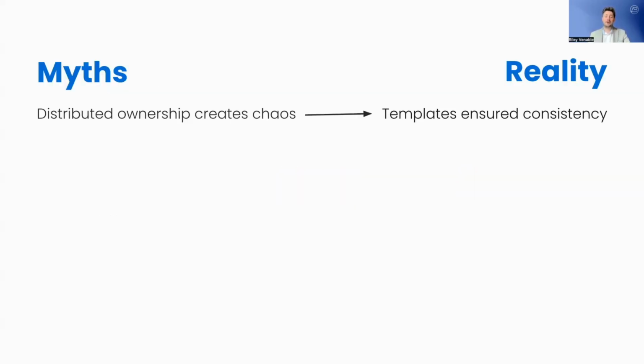Finally, I wanted to share some common myths that come up when we talk to teams about moving from Jenkins to Bitbucket pipelines. First, people worried that distributed ownership creates chaos. They imagine that every team is doing their own thing with no standards or control. But here's what we found: standardized templates actually kept everything consistent.